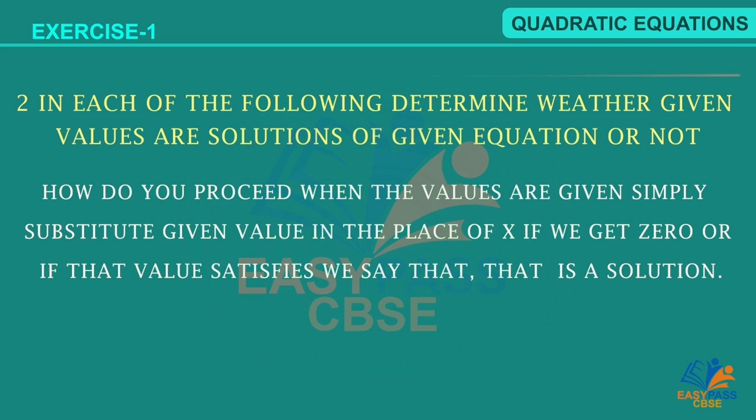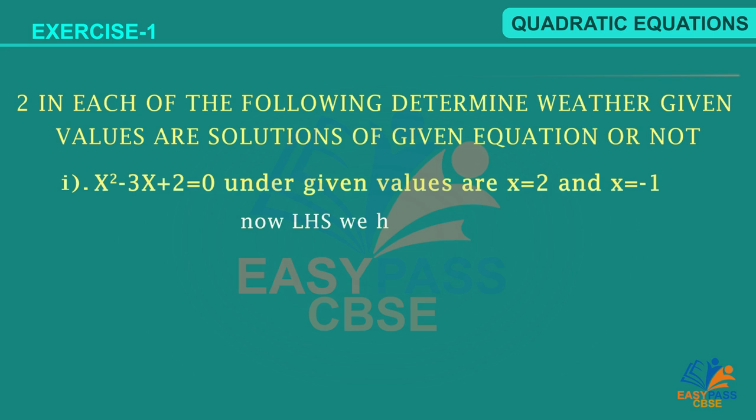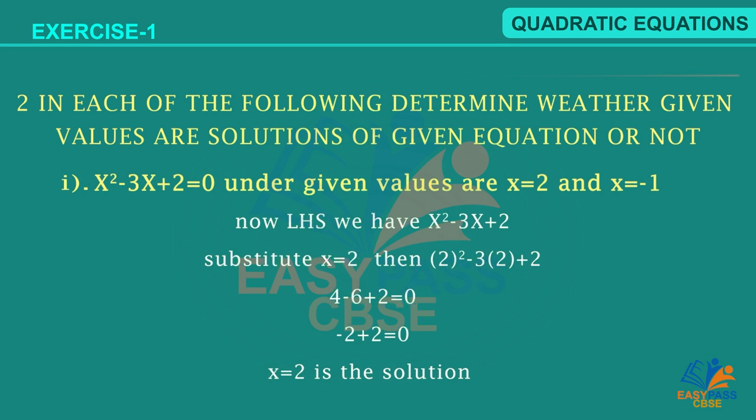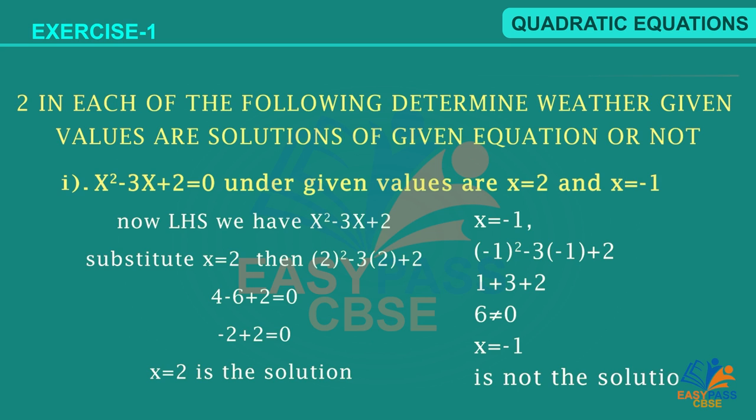Example, question number 1. x square minus 3x plus 2 equal to 0, and the given values are x is equal to 2 and x is equal to minus 1. Now, on the left hand side we have x square minus 3x plus 2, substitute x is equal to 2. We get 4 minus 6 plus 2 is equal to 0, therefore x is equal to 2 is a solution. The same way, put x is equal to minus 1, you get minus 1 whole square minus 3 times minus 1 plus 2, so you get 1 plus 3 plus 2 is equal to 6, which is not equal to 0, therefore x is equal to minus 1 is not a solution.